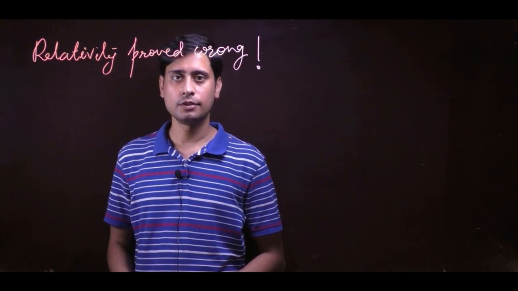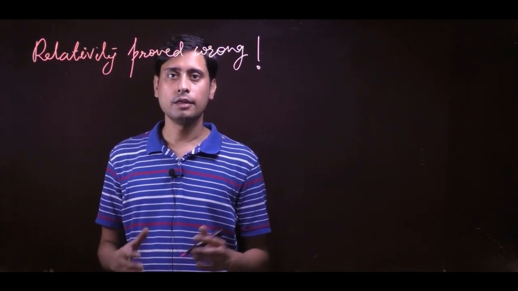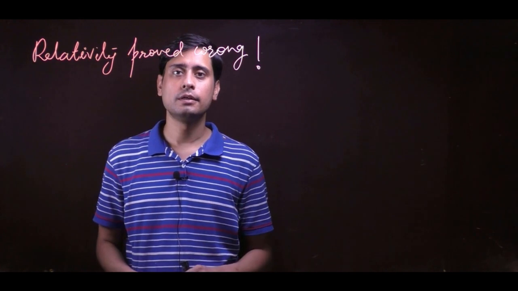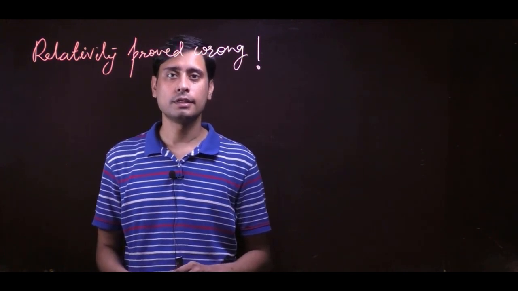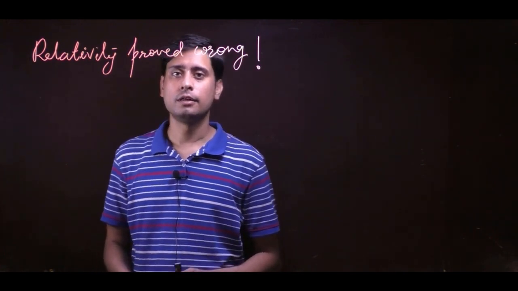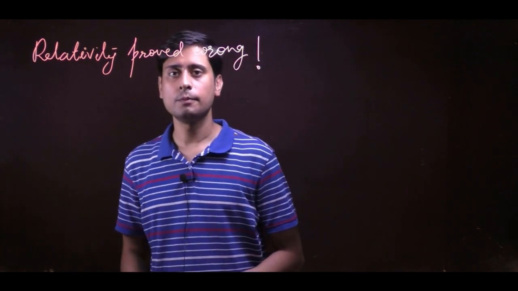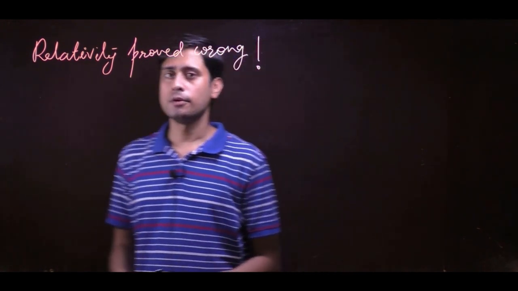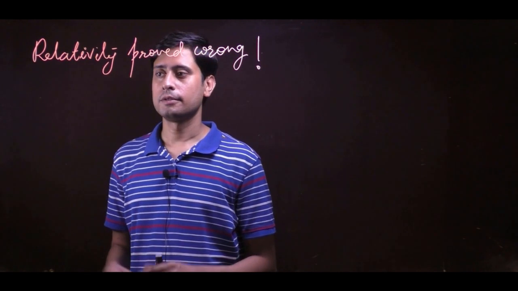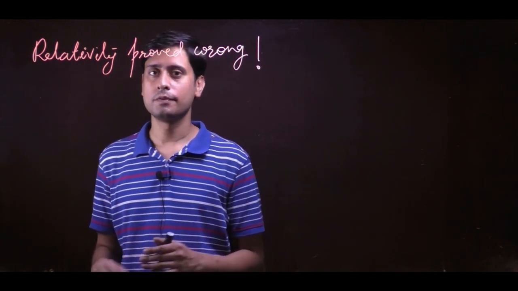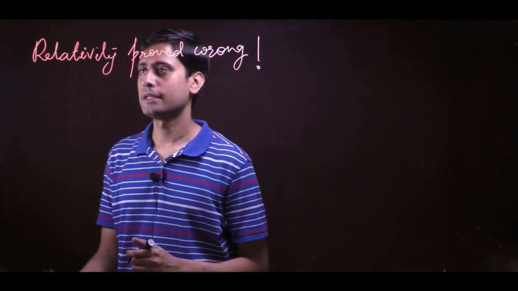In the past, there have been many attempts to prove that relativity theory is wrong. And even now, many attempts are being made. Many experimentalists and theorists are trying to prove that relativity theory is wrong, but all attempts have failed till now. So we will also see some kind of attempt in this lecture.